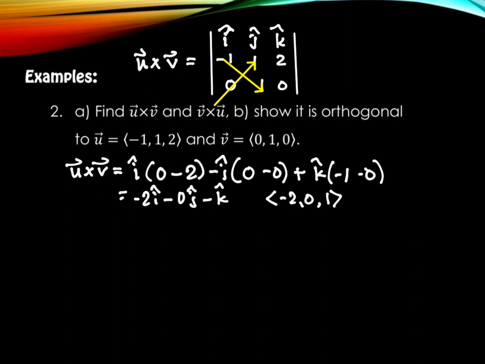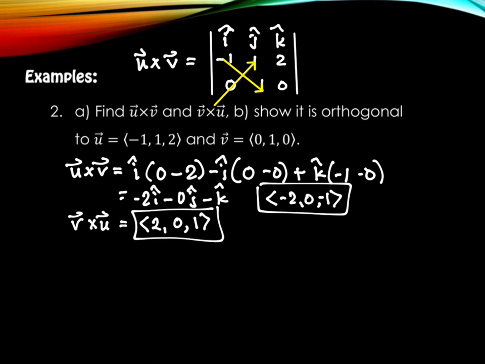Oh, that's only one of them. That was U cross V. We can do V cross U really quickly. So what is V cross U? 2, 0, 1. Yeah, 2, 0, 1. I missed a negative over here. Thank you. There's my negative missing. Okay. I've got U cross V at the top. I've got V cross U underneath. Okay, are we good? All right.